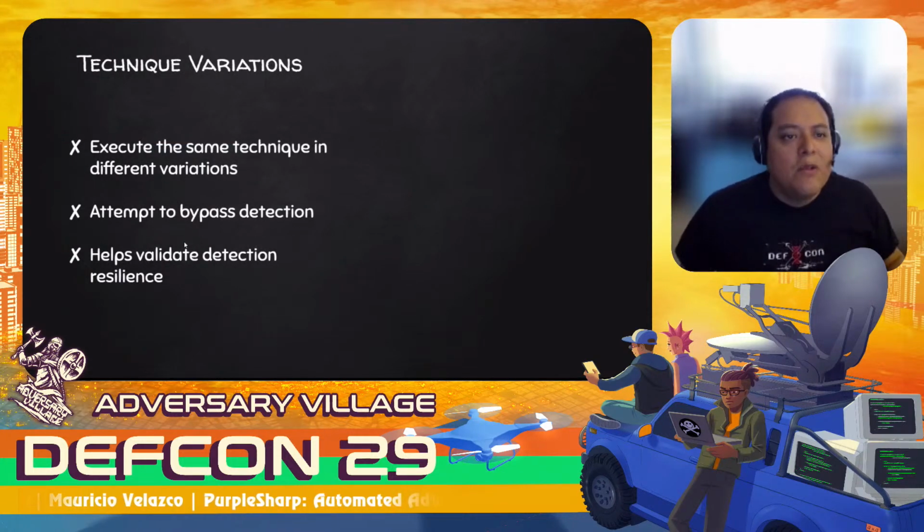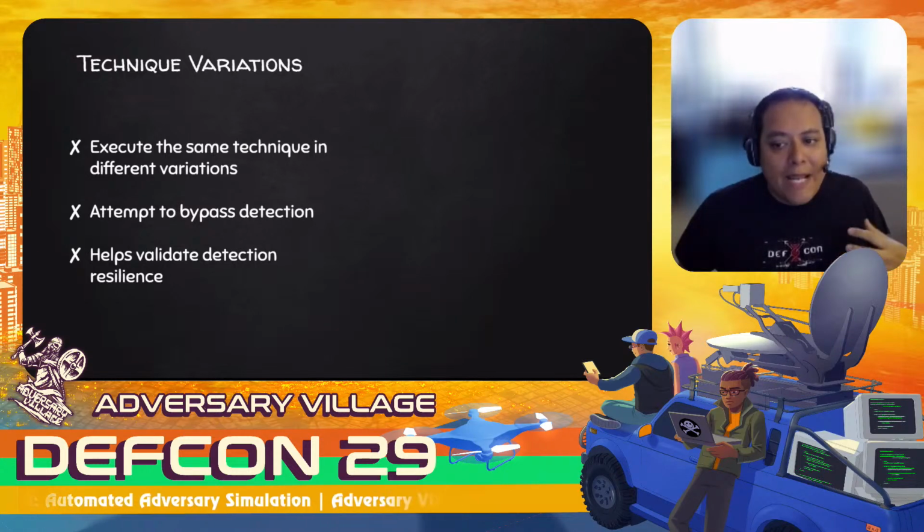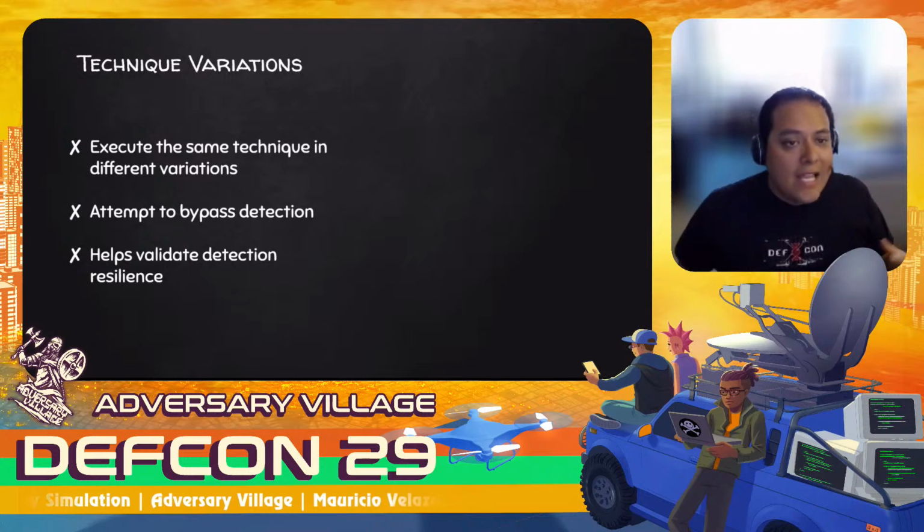Another important thing for me was to execute the same technique in different variations. And why is that? Because I want to be able to bypass, or at least attempt to bypass, existing detections. And it helps me validate detection resilience.